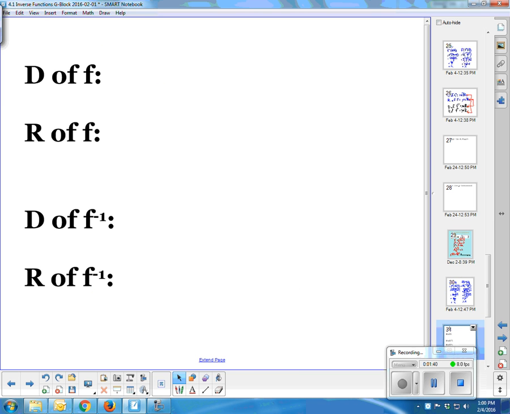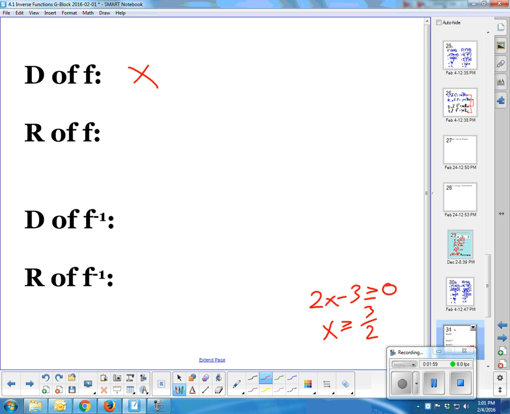More of the problem is going to be these domains and ranges. For the function f, the square root of 2x minus 3, hopefully you're looking at your paper, so that means the expression 2x minus 3 must be greater than or equal to 0. So x is greater than or equal to 3/2. So that is going to be the domain there, so from 3/2 to infinity.